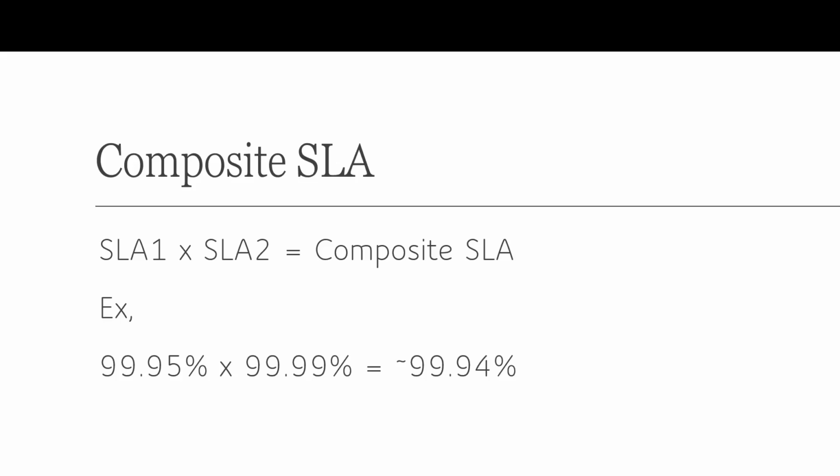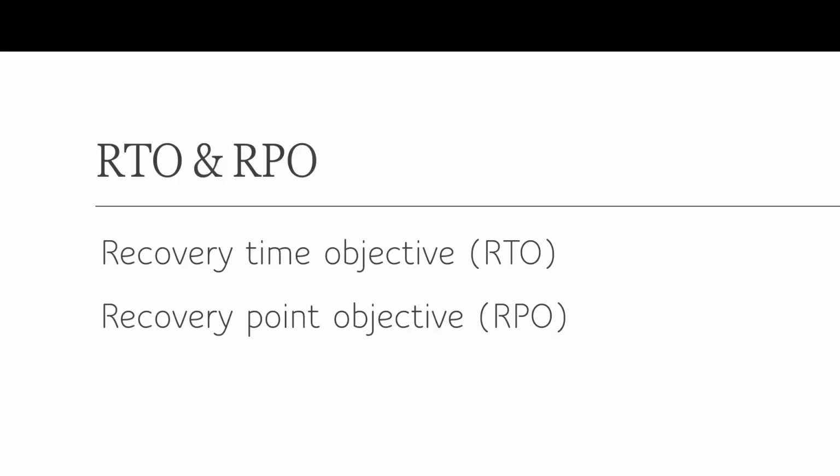In this case, it comes to around 99.95. It is not an average of the two SLAs. That's how the composite SLA gets calculated. This is something which will come back again and again when you have to define the SLA for your application. Now, when an application decides to use the allowed downtime, right?